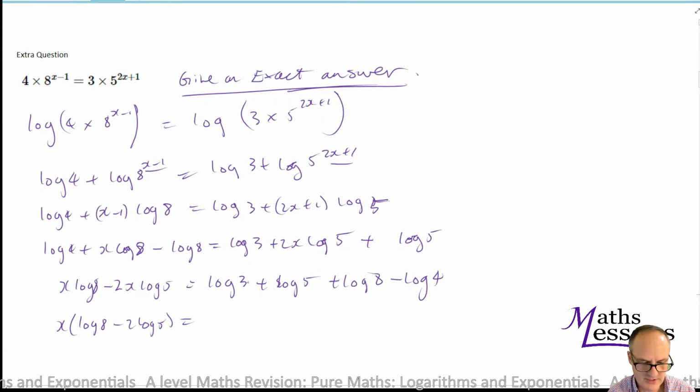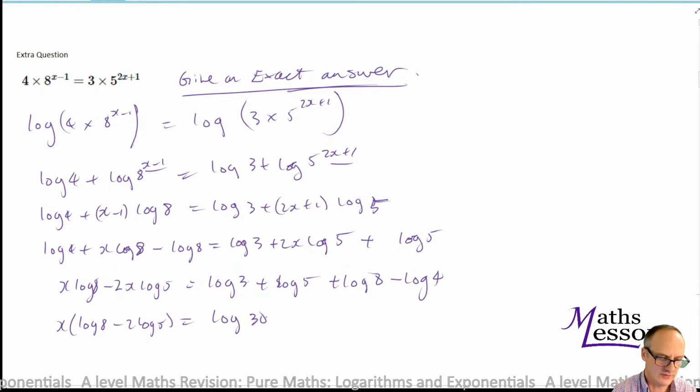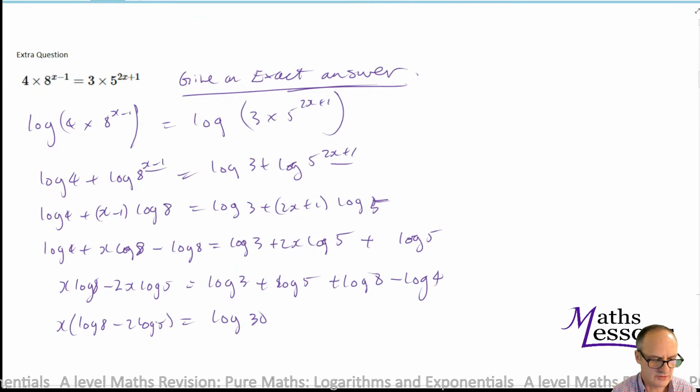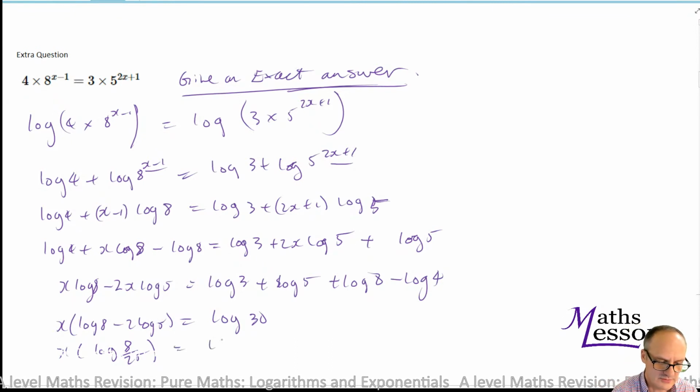Let's bring this all together. So we get 3 times 5 times 8 divided by 4. 8 divided by 4 is 2, so you get 2 times 5 is 10 times 3 is 30. So we end up with log of 30 here. Now this is going to be just log of 5 squared, so it's log of 25. So we get log of 8 over 25 here, because this is the same as log of 5 squared, and that's going to be equal to log of 30.